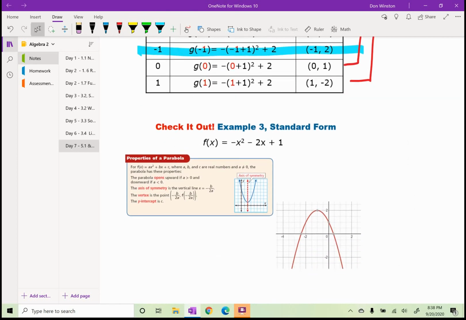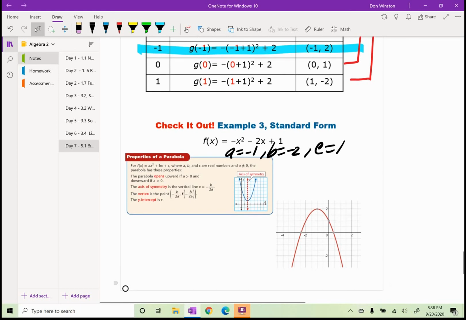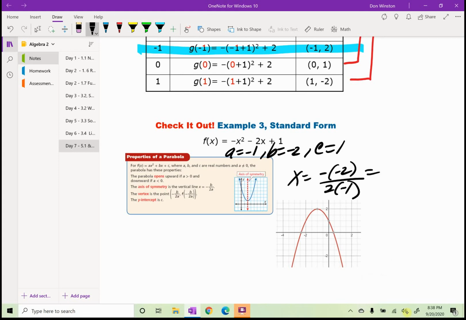And again, if we were given a standard form and we had to graph that, we would find the vertex and the axis of symmetry. Well, you have to find the axis of symmetry first before you find the vertex. So a here is equal to negative 1, b equals negative 2, and c equals 1, but we really don't need it. So my axis of symmetry is x equals negative b over 2a, which is negative negative 2 over 2 times negative 1. That will be 2 over negative 2, which equals negative 1.